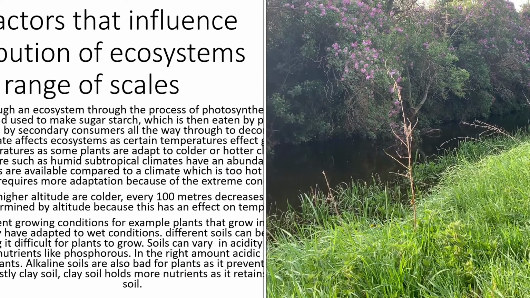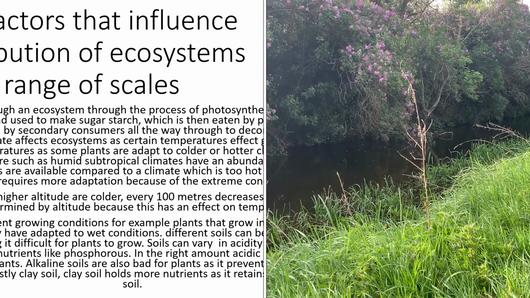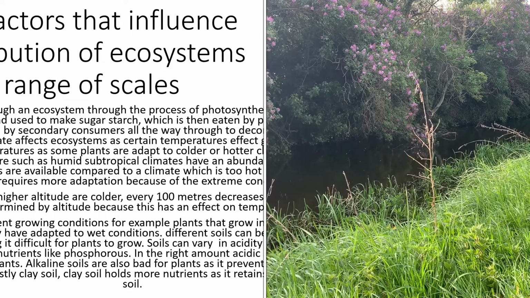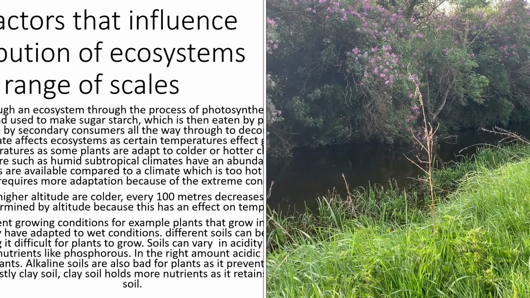Regional. Areas with higher altitude are colder. Every 100 meters decreases the temperature by 1 degree. Biomes are determined by altitude because this has an effect on temperature and precipitation.